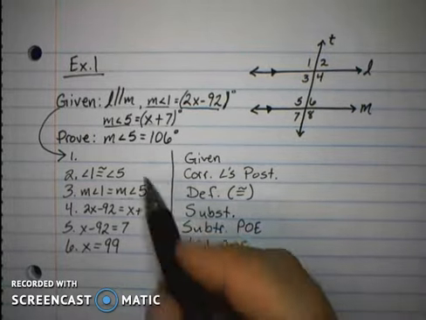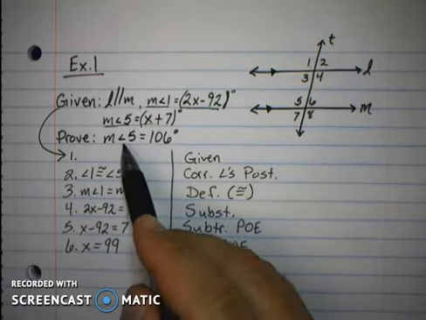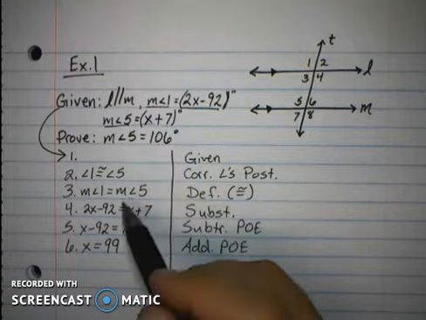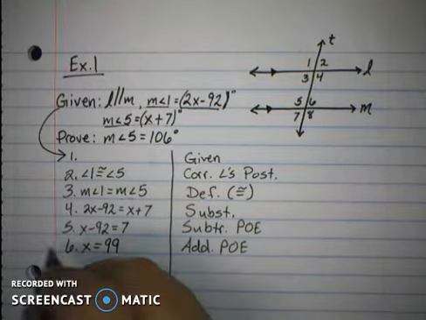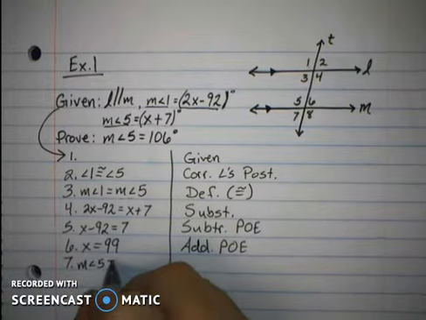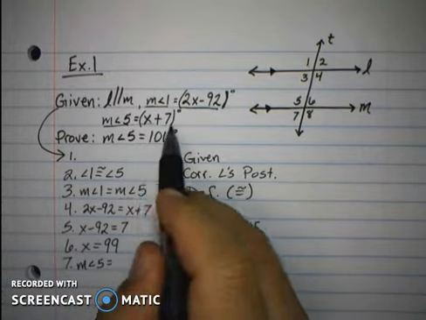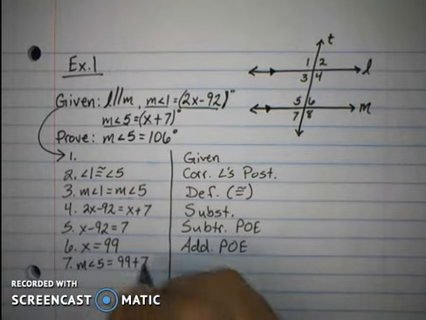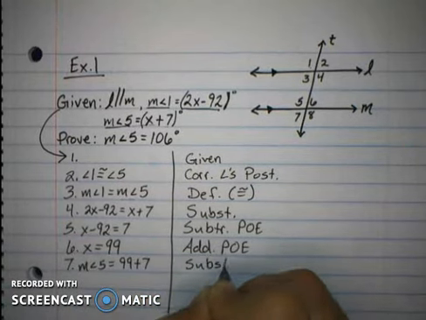Okay, we're really close. We're supposed to prove the measure of angle 5 is 106 degrees. Well, I have the expression for angle 5 already, and I know x now is 99, so I can go back to the measure of angle 5, expression from the given, but instead of writing x plus 7, I can write 99 plus 7, again by substitution.